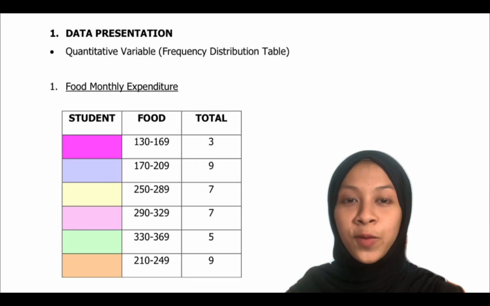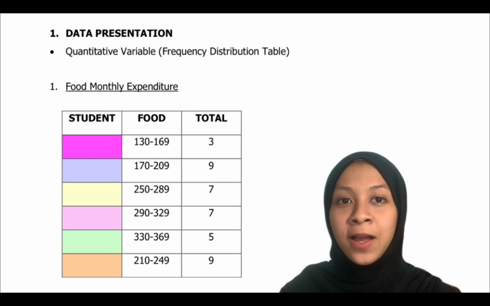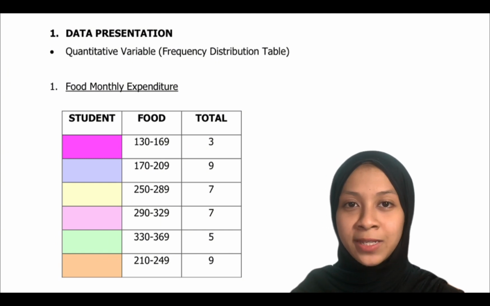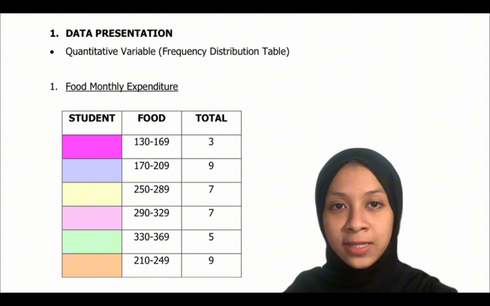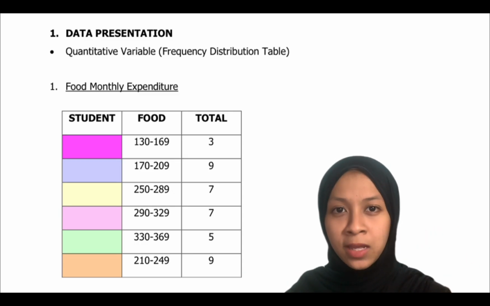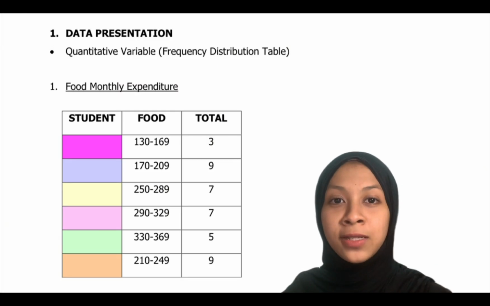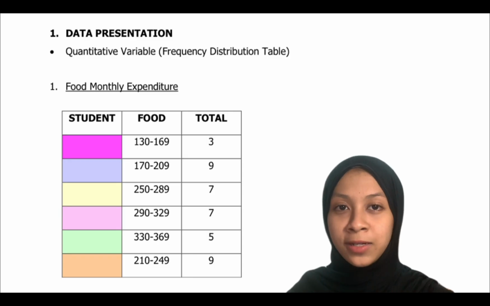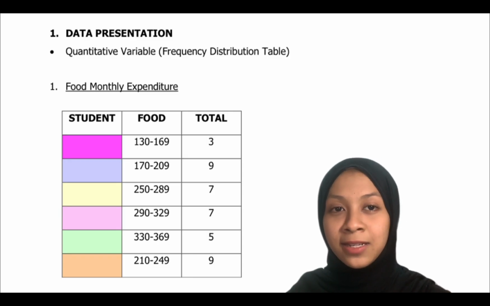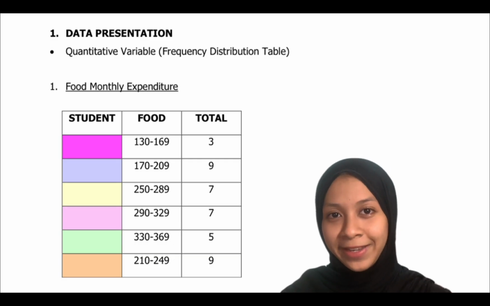In this slide, we are presenting the data for students' monthly food expenditure using a frequency distribution table. We collect the data and group it into 6 classes based on how much they spend. From that we know that most students, which is 9 students, spend between 170 ringgit to 209 ringgit and 330 ringgit to 369 ringgit.